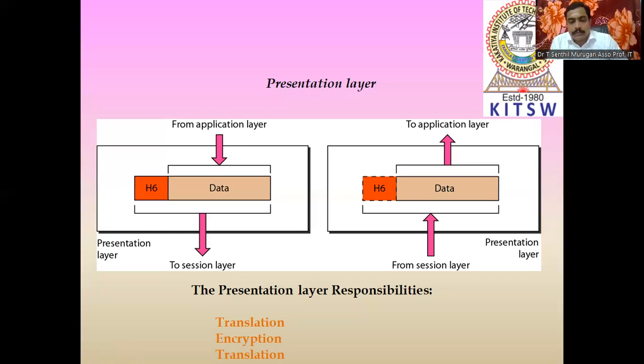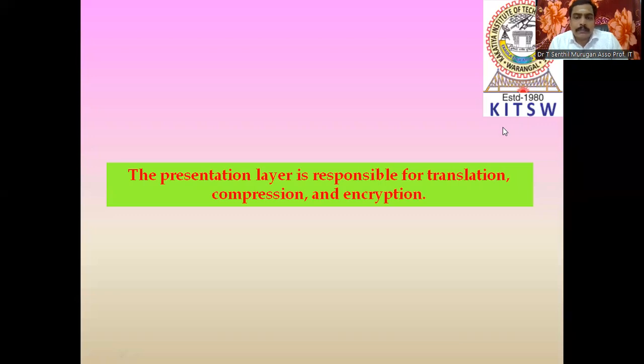Finally, compression. Compression and encryption are merging the data. Translation we have already discussed. So the presentation layer is responsible for translation, compression, and encryption. Translation means bit streams will be converted into bits, and the same will be translated. Compression means minimizing the large data, and encryption means changing one format to another format for secrecy or privacy.